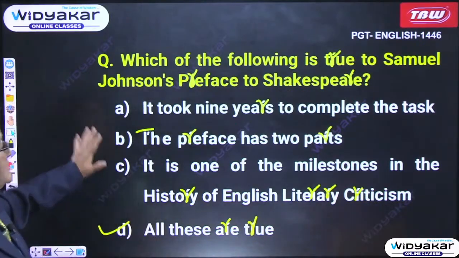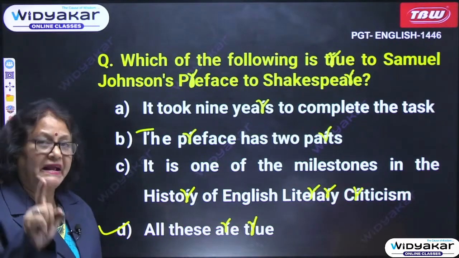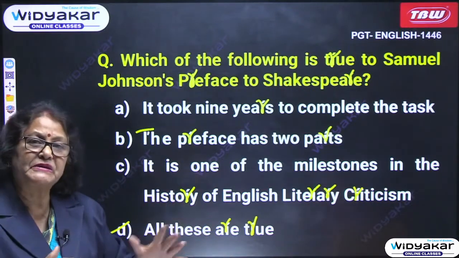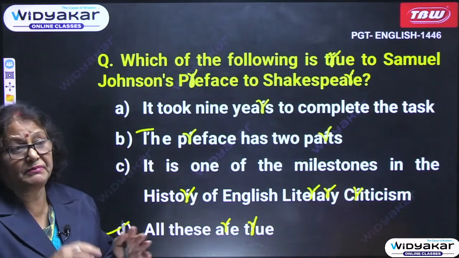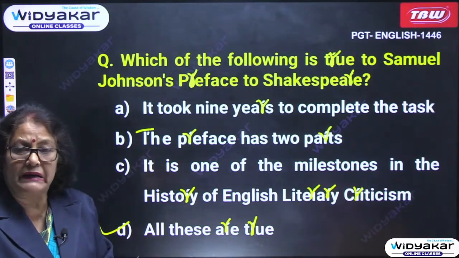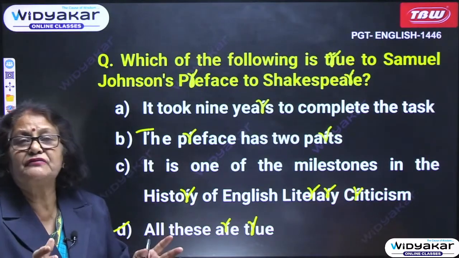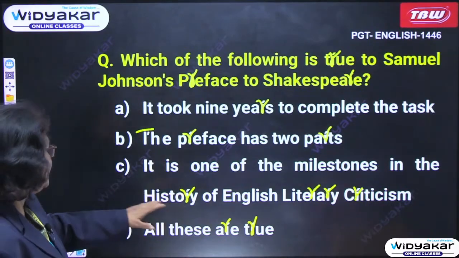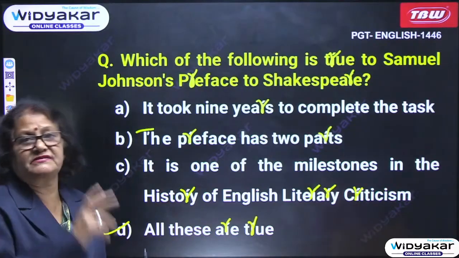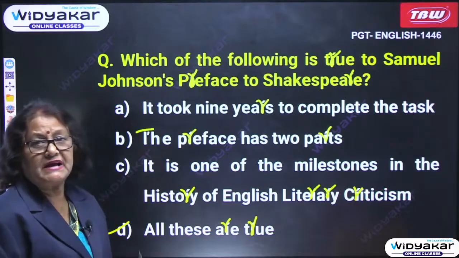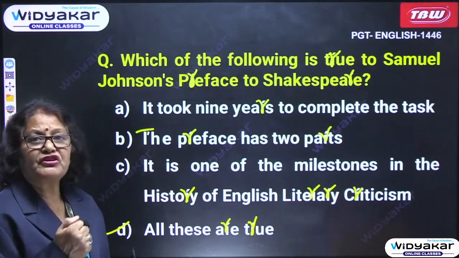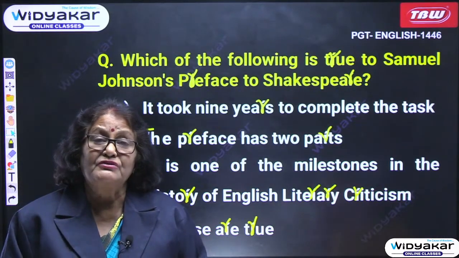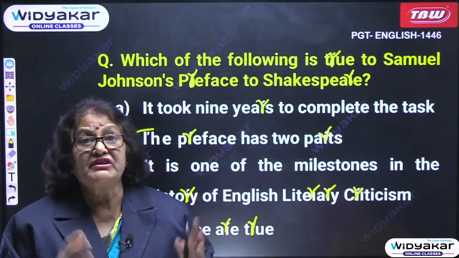Option D is the right answer because Johnson took 9 years for the entire preface. The preface has 2 parts. The first part is the merits and demerits of Shakespeare as an artist. The second part is the editorial tools which Johnson adopted to bring out the edition of Shakespeare. It is one of the milestones in the history of English literary criticism, one of the finest. Like Philip Sidney's Apology for Poesy, Johnson's is really masterly. Johnson was an intellectual. He is also called Dictionary Johnson because he brought out the English dictionary.